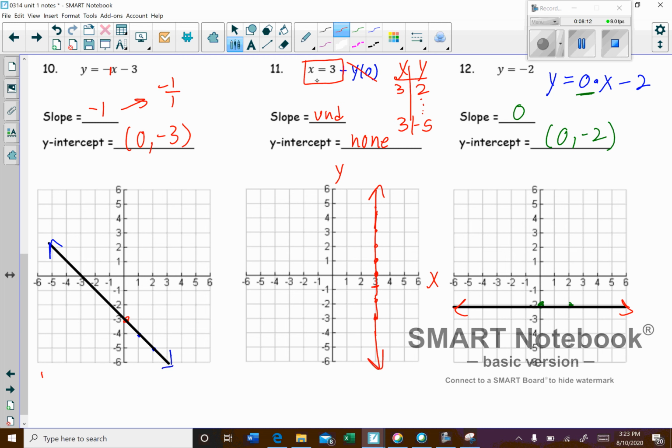So if you have x equals a value, you're going to have a vertical line. If you have y equals just a single value, it's going to be a horizontal line. And so all the y values are negative 2, or in the first example, all the x values were 3 right here.